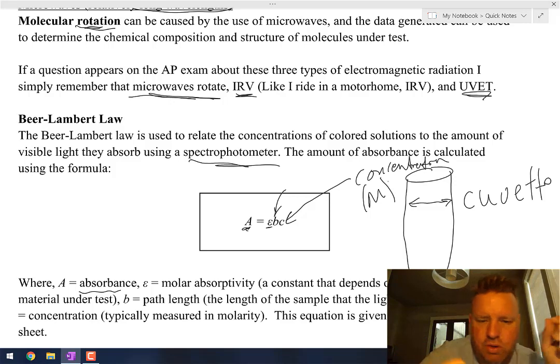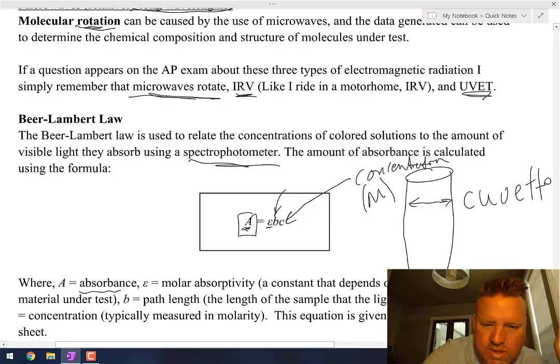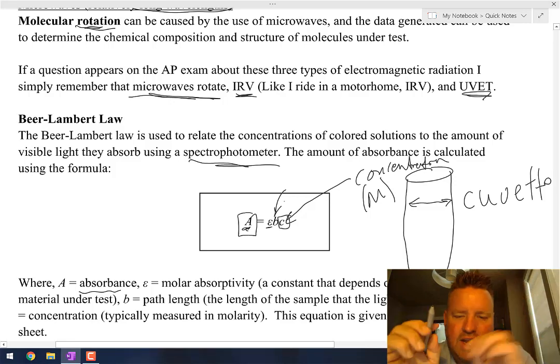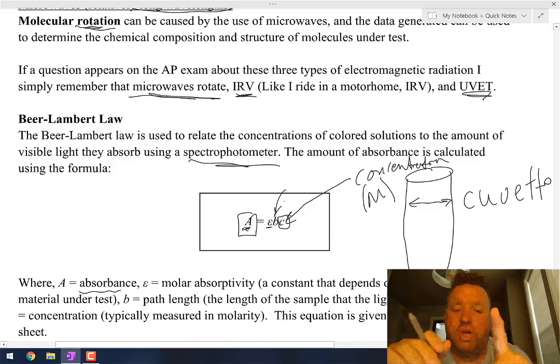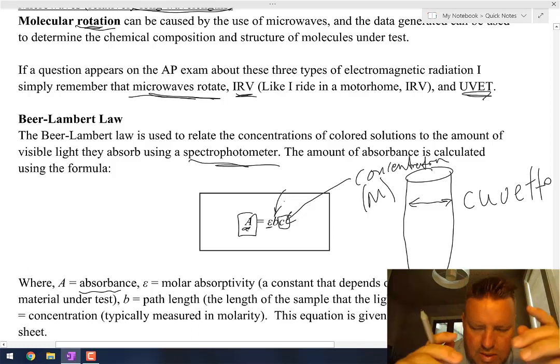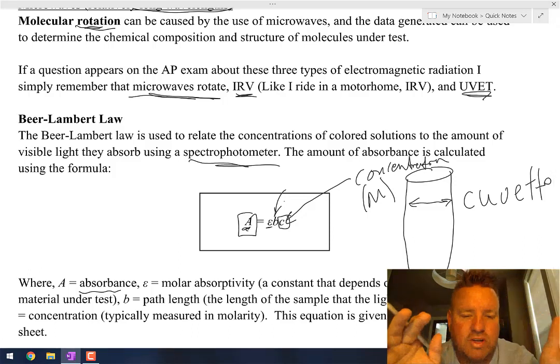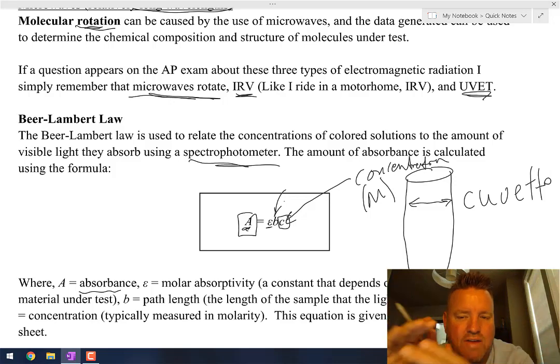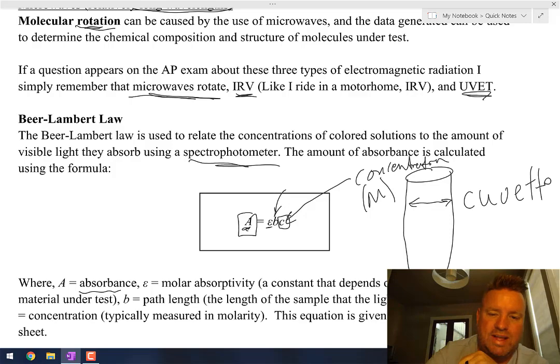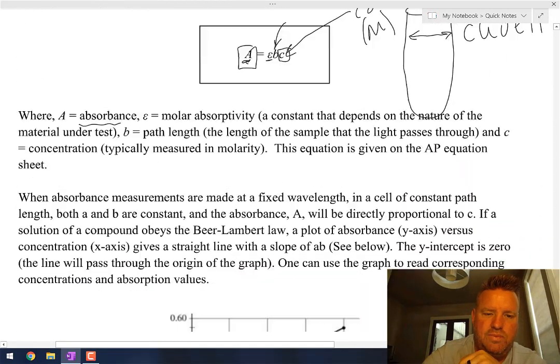So really, the two things that you're looking at here are absorbance and concentration. And if you think about it, the greater the concentration, the more absorbance there's going to be. There's less of that light that's going to travel through there, and so more of that light will get absorbed, and that's pretty typical of what you'll see.